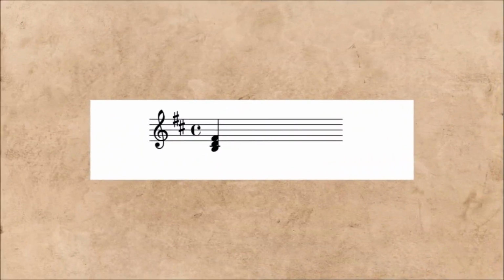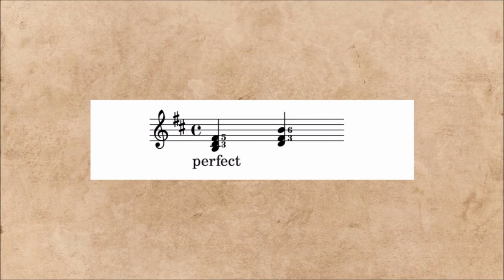A root position chord consists of the intervals of a 3rd and a 5th to the bass, whereas the first inversion consists of a 3rd and a 6th. So, these 2 chords consist of different types of intervals. The first one has the perfect interval of a 5th, it's a perfect chord, whereas the other one consists of only imperfect intervals, it's therefore an imperfect chord.